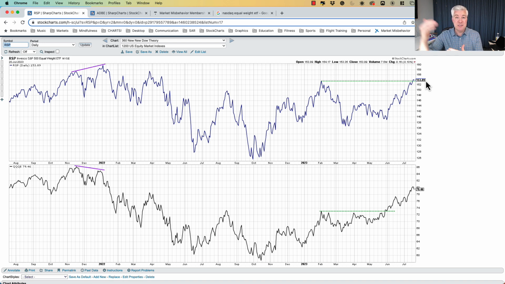If it does, and if going into the end of July, beginning of August, the equal weighted S&P is able to break above the February 2023 high, that would be a bullish confirmed pattern, and the new Dow Theory would be a big thumbs up through strength going through the end of Q3 and into Q4. However, if the equal weighted S&P starts to fail here and the equal weighted Nasdaq continues to go higher, that would be a bearish non-confirmation and could indicate an exhaustion point in the raging bull market of 2023.